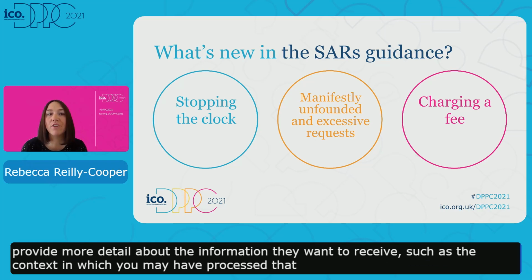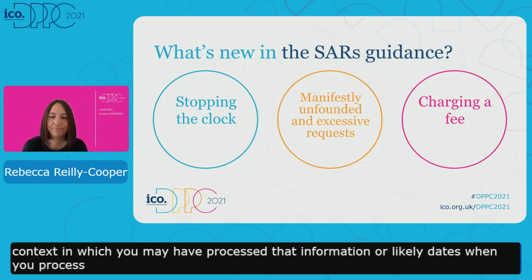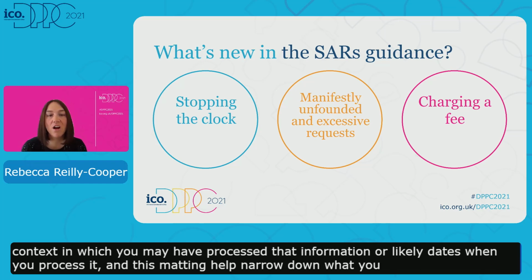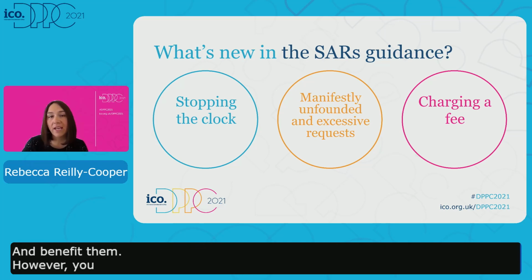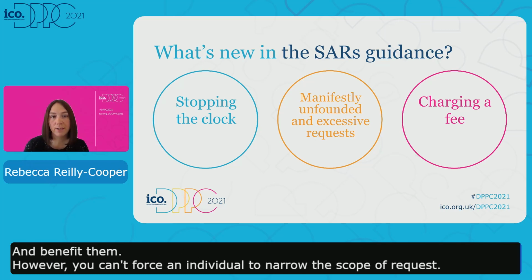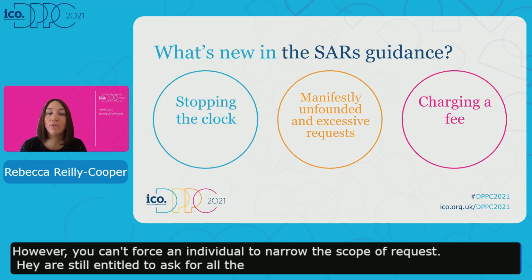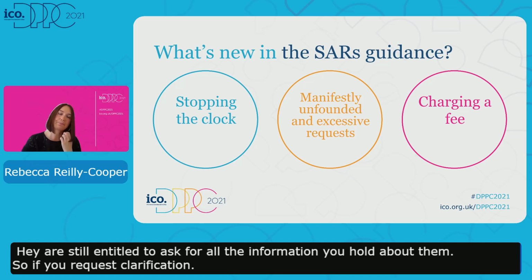And this might help you to narrow down the information they're interested in, which will be beneficial to them as well as you. However, you can't force an individual to narrow the scope of their request. They are still entitled to ask for all the information you hold about them. So if you request clarification and the person responds simply repeating their initial request, or if they refuse to provide any extra information, you must still comply with their request by making reasonable searches for the information.